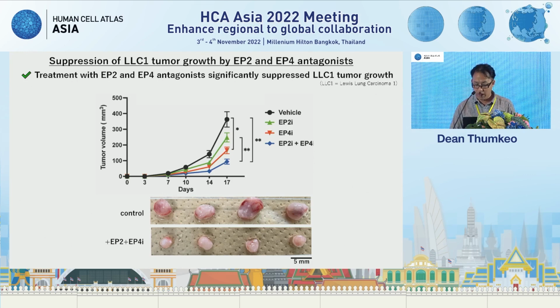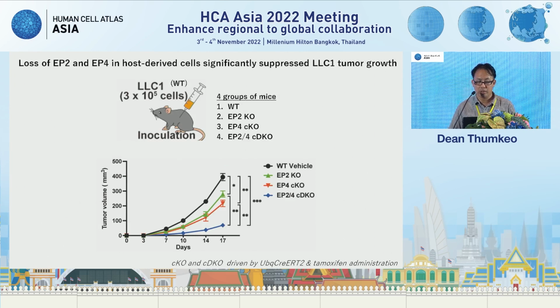So we were wondering about the mechanism here. To dissect it, our next experiment tested the growth of wild-type LLC1 tumor cells in wild-type control mice or in EP2, EP4 double knockout mice. We transplanted the wild-type cells into the control or the double knockout mice, and again we found that when we transplanted the LLC1 tumor cells into the double knockout mice, it showed tumor growth suppression. So what does it mean? It means that the tumor suppression effect of EP2, EP4 suppression is mediated by the cells in the host, not the cancer cell itself. So it might be mediated by the stromal cells or by the immune cells.